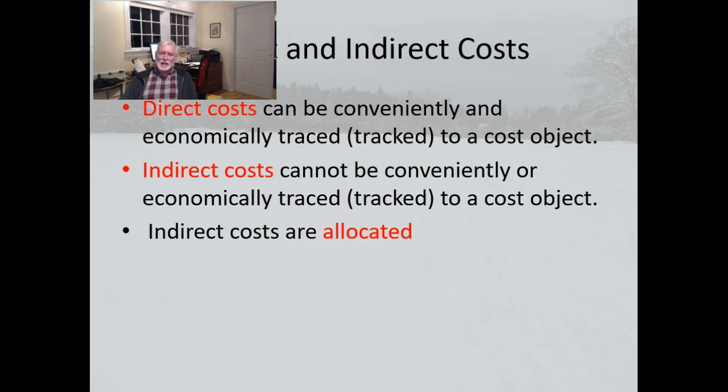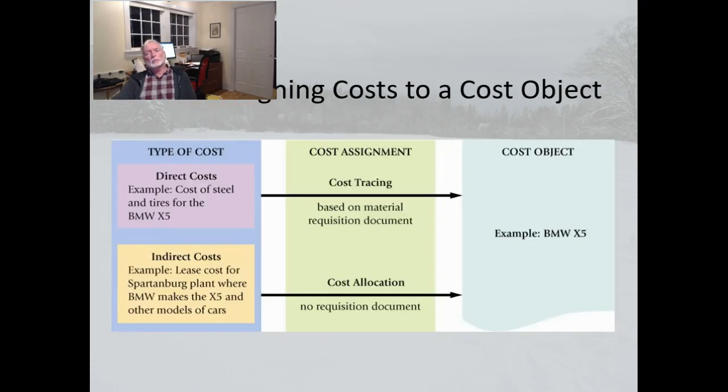Indirect costs can't be conveniently or economically tracked to a cost object. So they are overhead costs. Things like the supervisor's salary, and he's supervising X5s and other cars as well. The electricity in the plant if there's only a single meter. The lease cost or the building cost of the plant itself. Things like that are indirect, and we have to allocate those costs to different cost objects using what we call a cost driver.